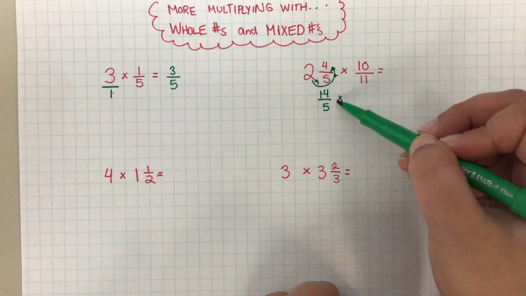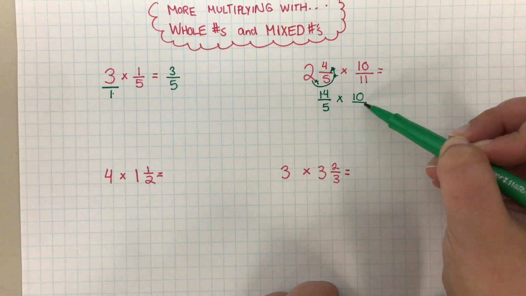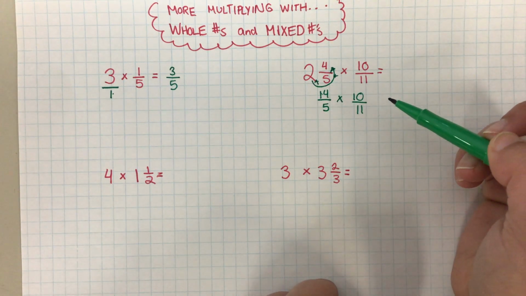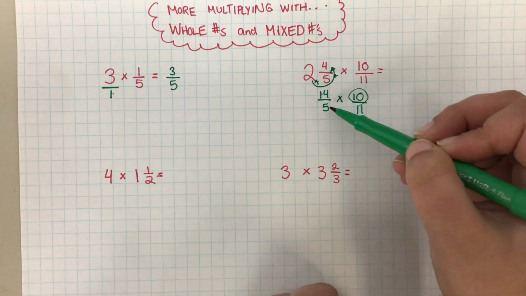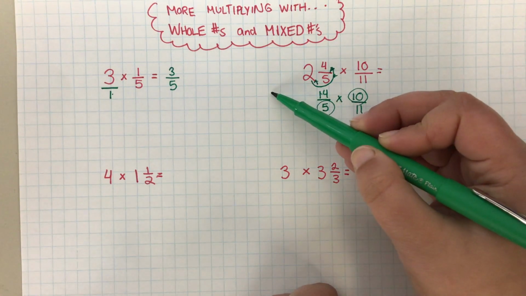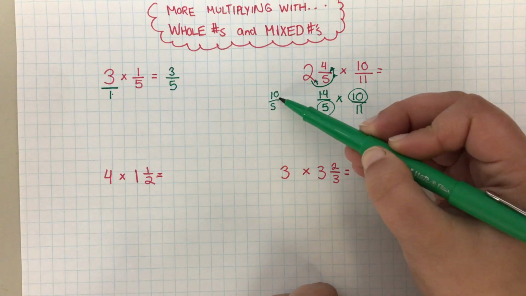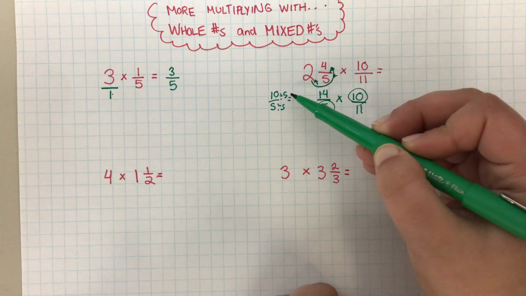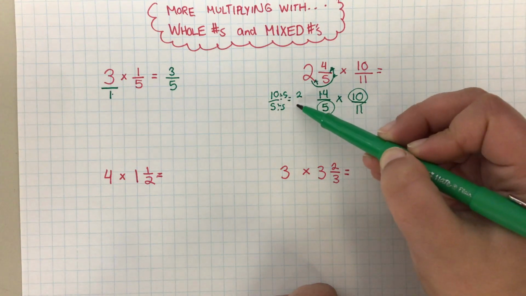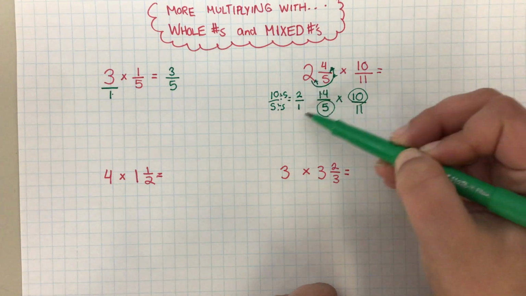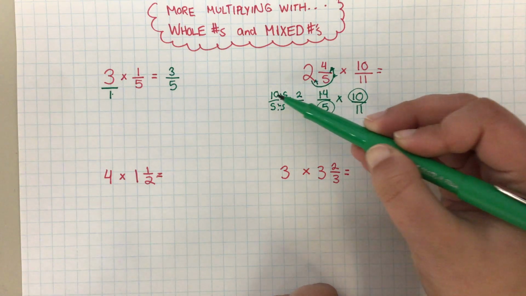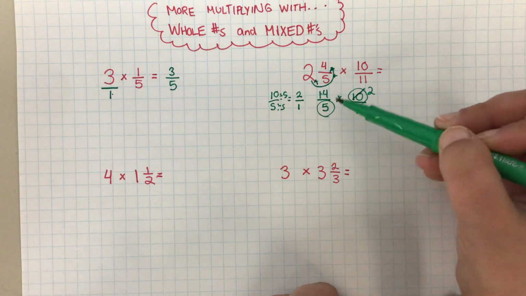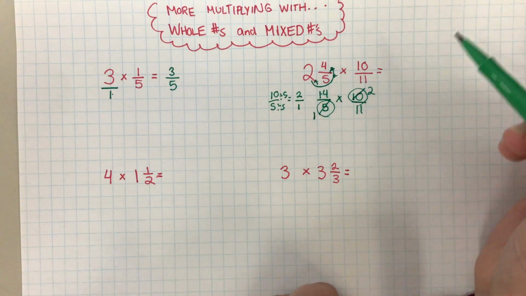I'm then going to multiply that by my fraction here, 10/11. I look to see if anything cross reduces. I think it does. 5 and 10. Let's take a look at those numbers for a minute. So I'm going to write that over here. 10/5. 5 fits into both of those. So I reduce it down. 10 divided by 5 gives me 2. 5 divided by 5 gives me 1. That becomes my new numbers. So 10 became 2. Cross out the 10, replace it with 2. 5 became 1. Cross out the 5, replace it with 1.